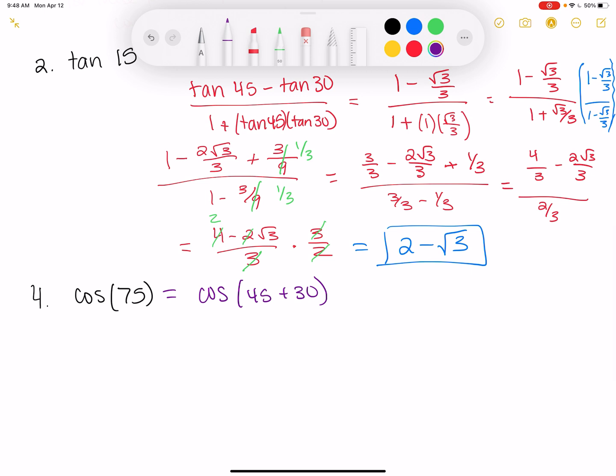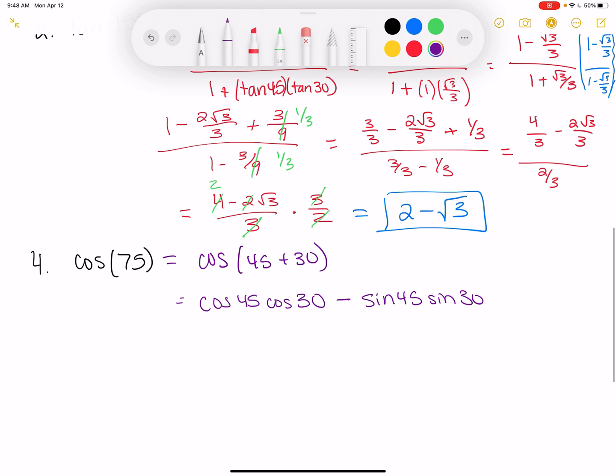So we have the cosine of 45, cosine of 30, opposite sign, so minus the sine of 45, sine of 30. So what's the cosine of 45? Root 2 over 2. Cosine of 30? Root 3 over 2. Minus sine of 45, root 2 over 2. Sine of 30, 1/2.